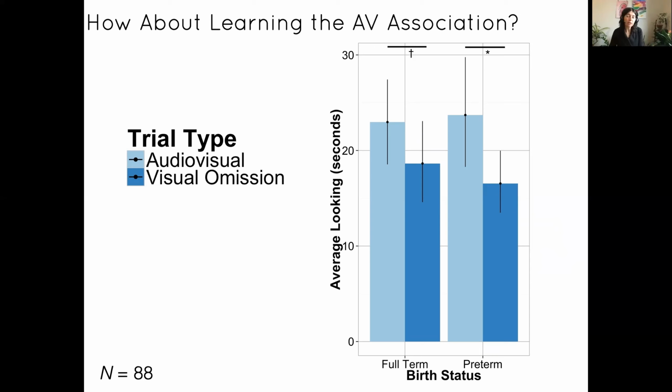So we don't think the reason why neurally the preterm babies don't show this prediction effect is because they're not learning the association. And I'm actually going to show you additional evidence of that in a moment. They are learning that these two things go together, but they're not able to use that knowledge to feed back and change their neural responses in their perceptual systems, in their visual systems specifically.